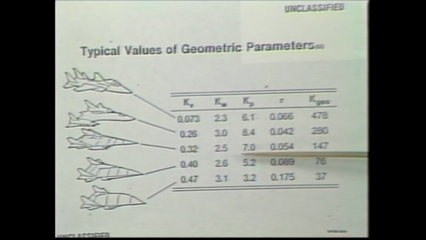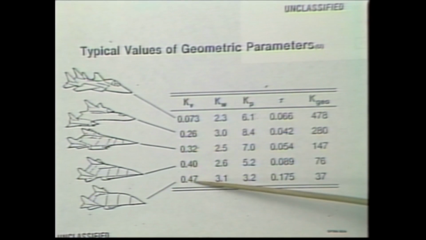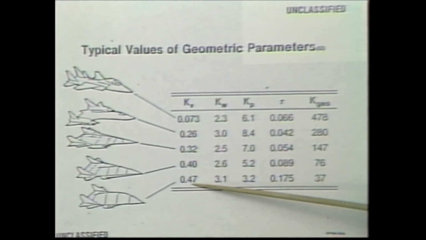In his notes, he also points out a couple of typical values for some of these geometric parameters, and you can spend some time perusing these notes and getting a feel for these parameters. But I just wanted to point out that for our baseline vehicle, our value of kV was 0.47. Well, that's okay. That's about down in this hypersonic range here.